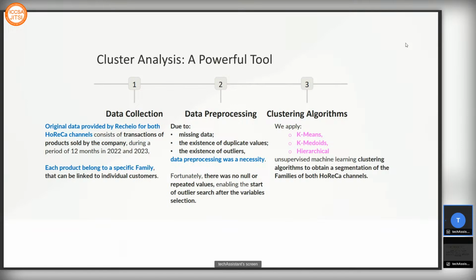Data pre-processing is very important because we could have missing data, duplicate values, or outliers. Fortunately, in this study, there are no missing or repeated values, so we can pass directly from the variable selection to the outliers search. We are going to try 3 types of clustering algorithms: the k-means, the k-medoids, and the hierarchical one, to obtain a segmentation of the families in both channels.